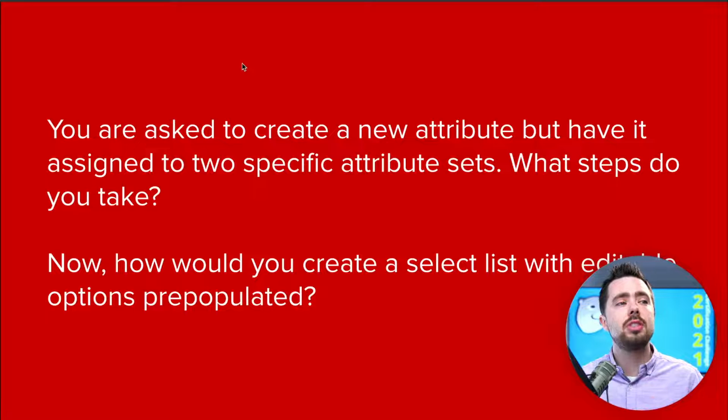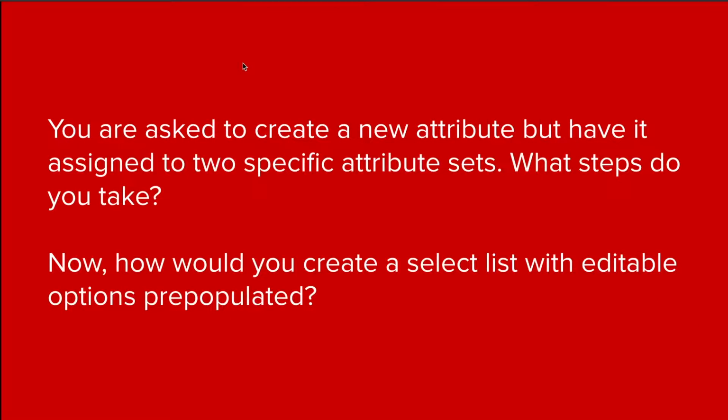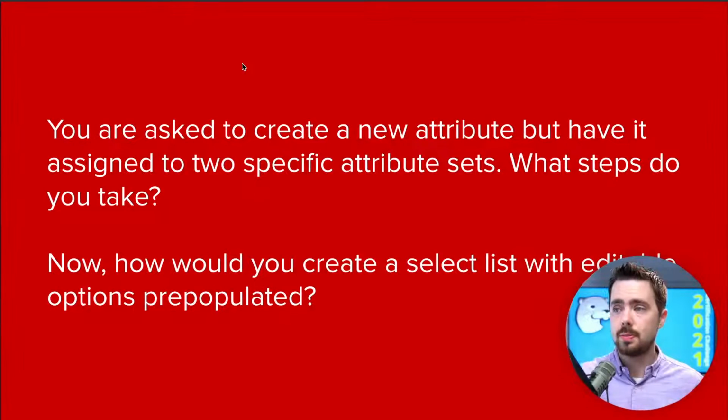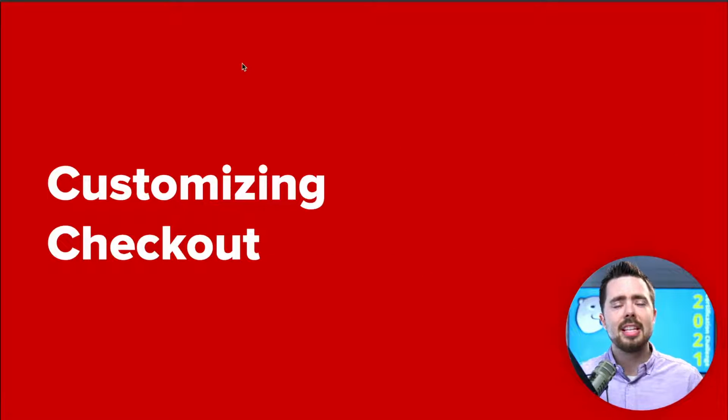Another one. You're asked to create a new attribute, but have it assigned to two specific attribute sets. What steps do you take? We actually kind of talked about this last week in our deep dive. This is making it a little bit more practical. Now, how would you create a select list with editable options pre-populated? This is very practical stuff that is important to know because some of this type of stuff is on the test. So make sure to screenshot that and review that. All right, customizing the checkout.